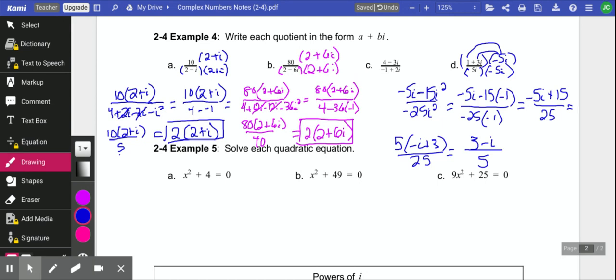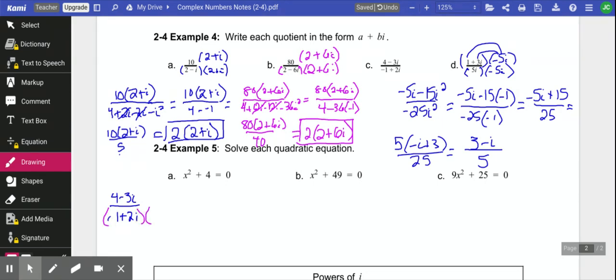Okay, letter C. I'm going to have to come down here to this blank space. Hopefully on your paper, you're able to squeeze it in there. All right, here's our problem. We want to get rid of the imaginary number in the denominator, so we're going to multiply by the conjugate, which is -1 minus 2i, top and bottom.